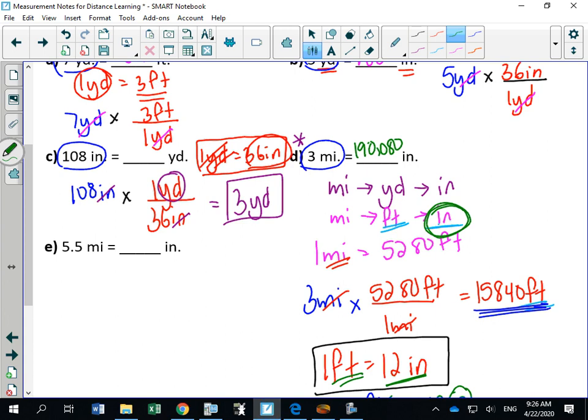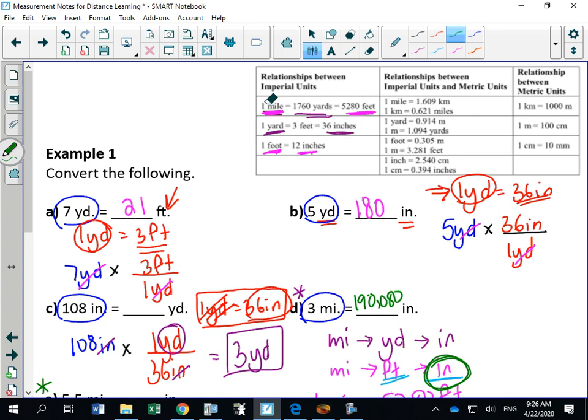Okay. E is very similar. If we were in class, I would get you set up with this one and then I would say, okay, try to solve this one on your own. So that's what I'm going to do right now. I'm going to set you up for this one, and then I want to see if you could pause and solve this. So let's see if we can find the pathway to go from a mile to an inch.